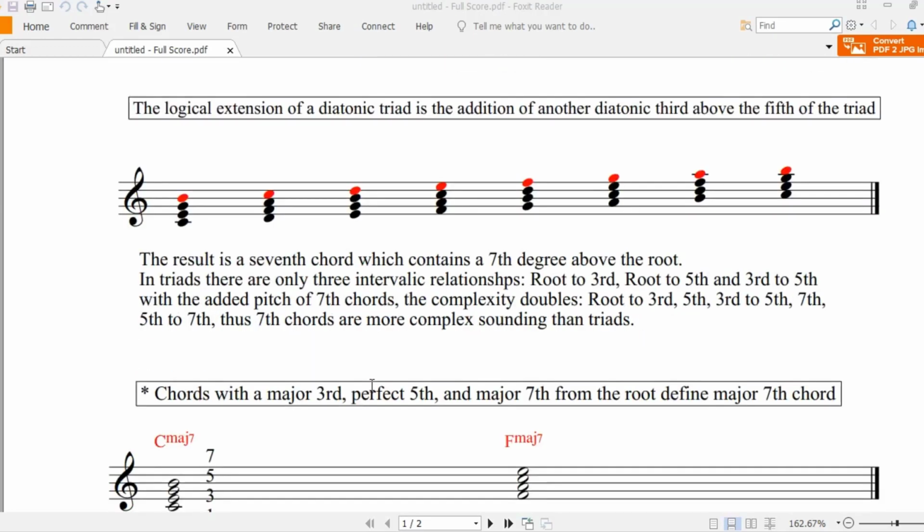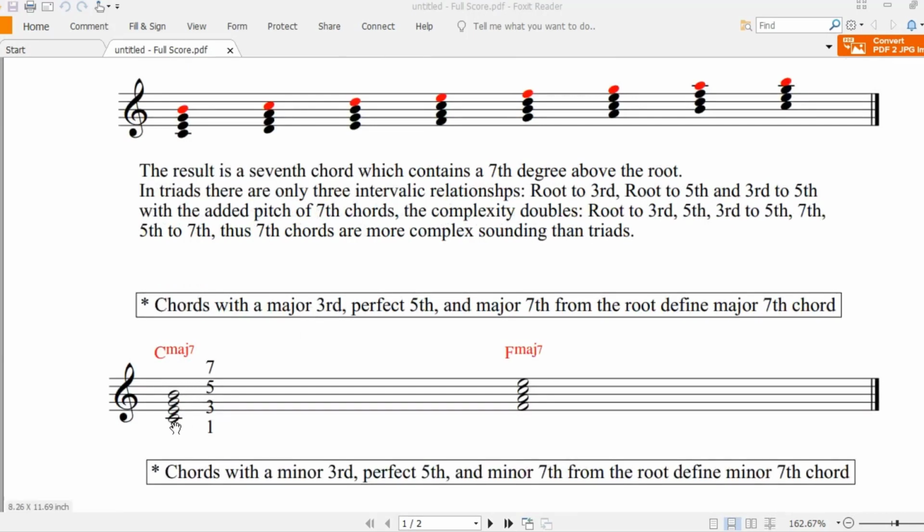Now, a chord with a major third, perfect fifth, and major seventh from the root defines a major seventh chord. As you can see here, we have a C major seventh chord. If we analyze the intervallic relationship, I have the root, the third, the fifth, and also the seventh. We will talk about sonority in a minute: major seventh chord, minor seventh chord, minor 7 flat 5, dominant 7. In fact, we have 11 types of seventh chord.